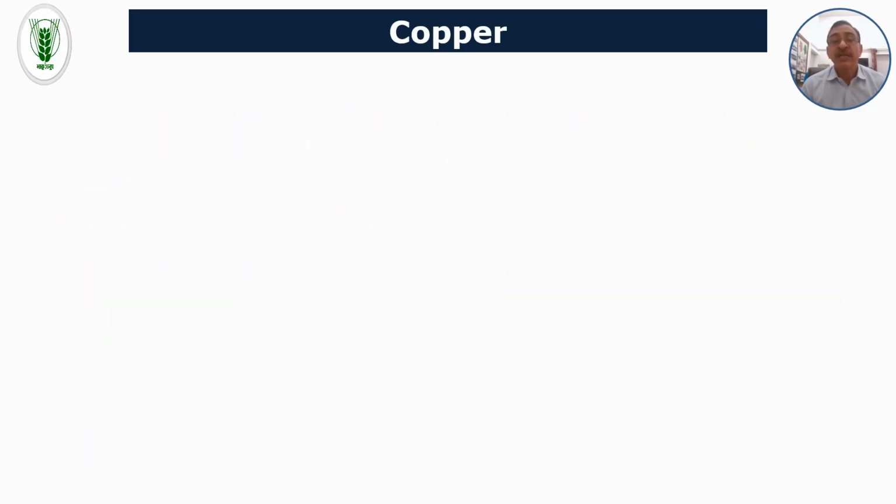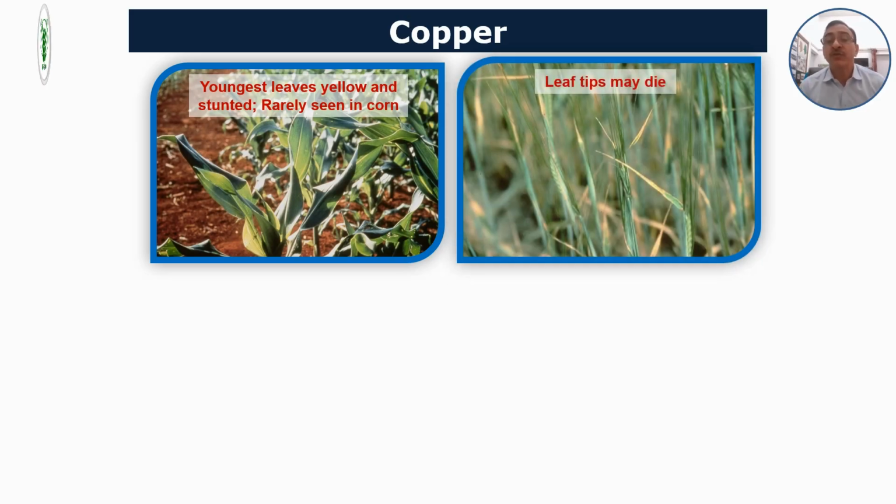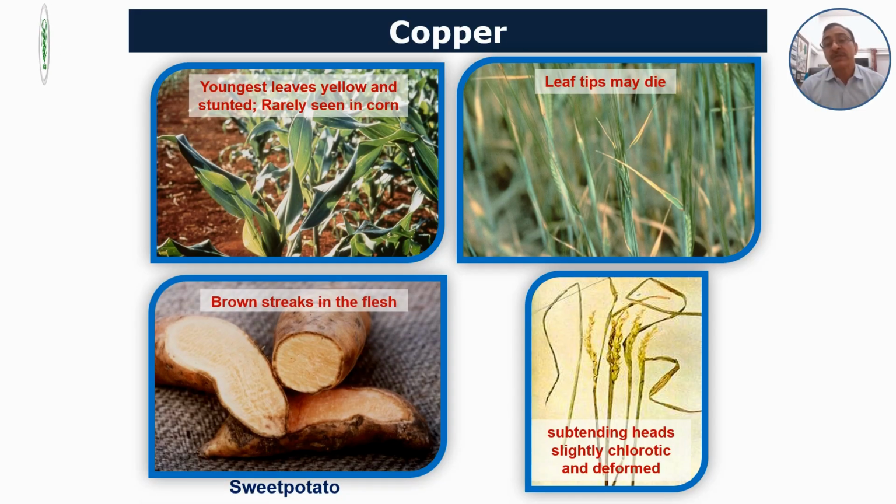Among other symptoms, we can clearly see here that the leaf tip may die in the case of wheat. The flag leaf, where the ear is coming out, sometimes shows drying. On certain occasions, the ear generally faces difficulties in coming out, and it appears bent. So this bent ear is a symptom of copper deficiency.